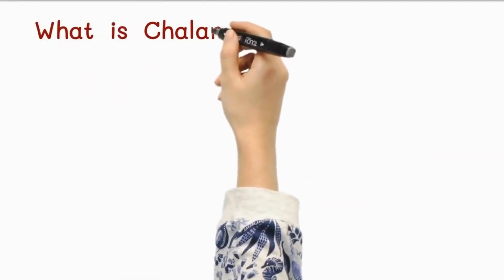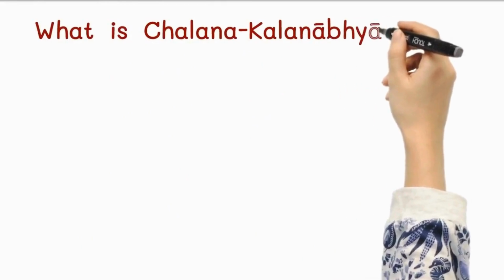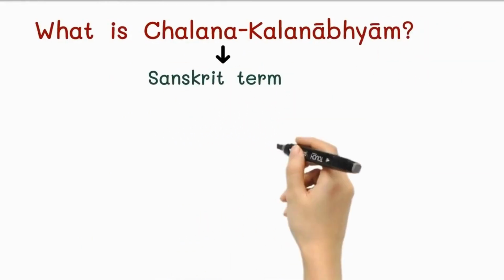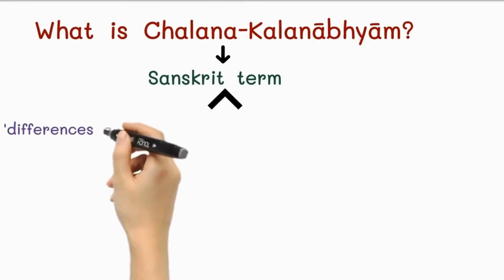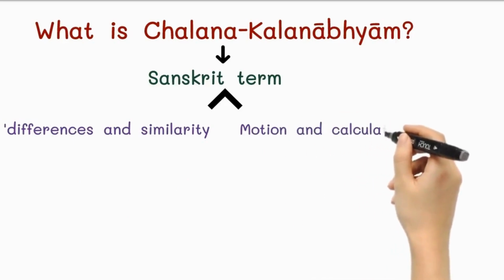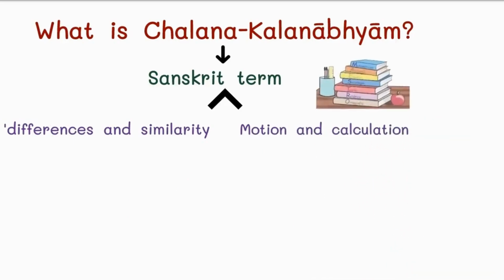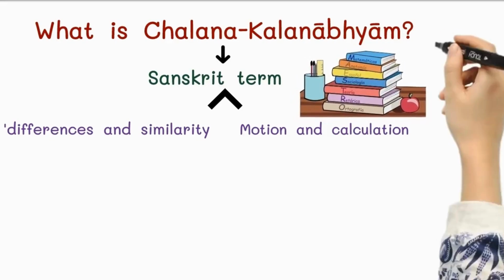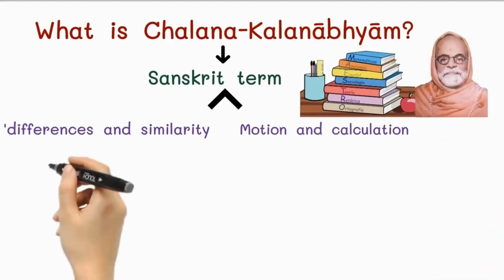Let us understand what is Chalana Kalanabyam. Chalana Kalanabyam is a Sanskrit term that translates to differences and similarity, or we can say that motion and calculation. It forms one of the 16 primary sutras presented in the book Vedic Mathematics by Bharti Krishna Tirthaji.